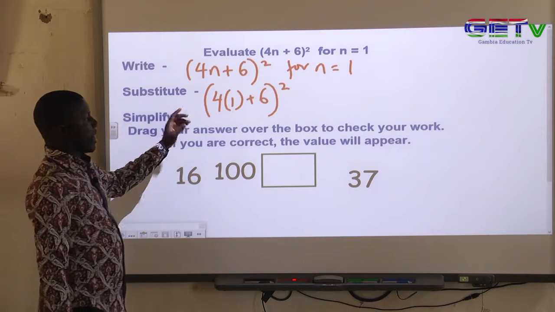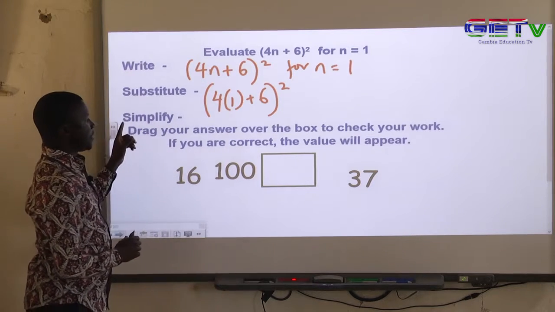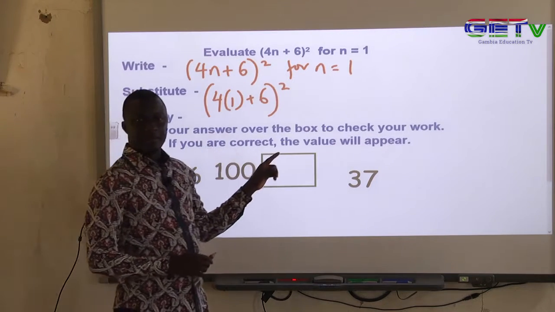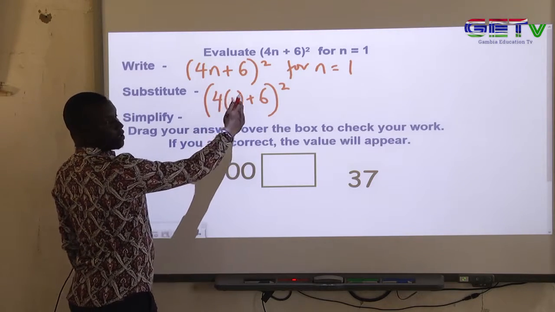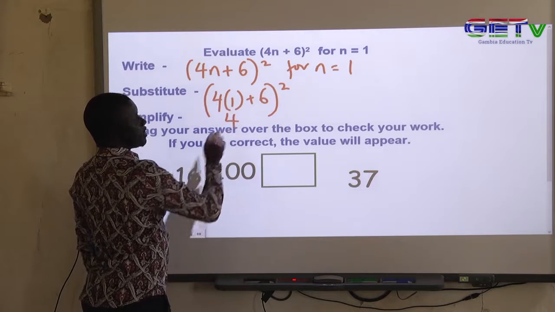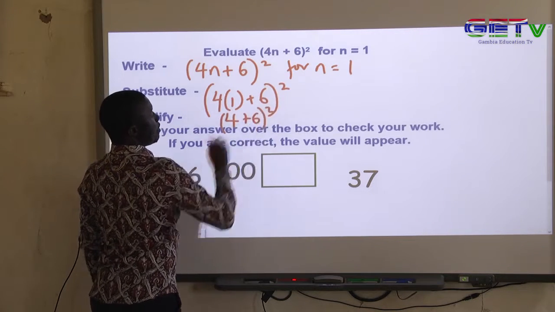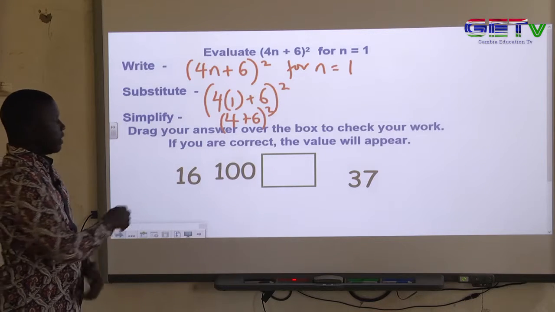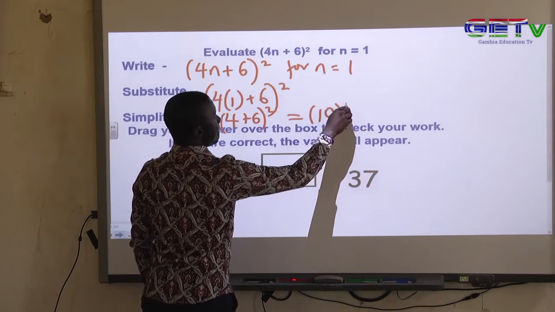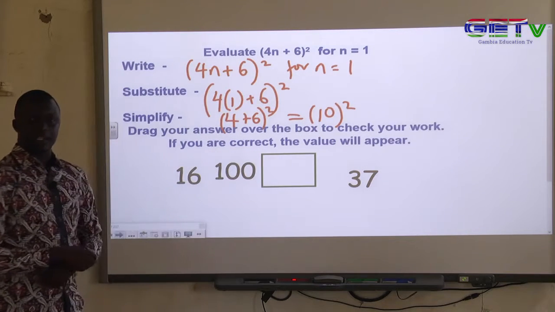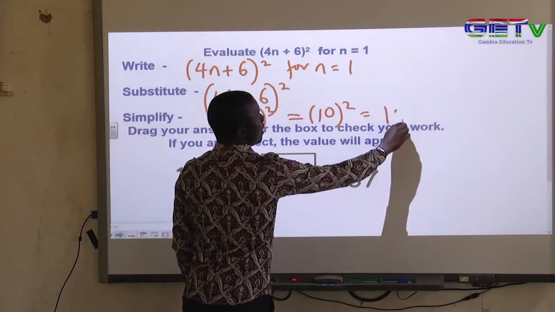The second step is done by substituting the value of the variable given. And the third step says we simplify. So in simplifying here, 4 times 1, which is obviously 4, plus 6, all squared. And this will lead us to 10 squared. 4 plus 6 is 10. And then the square of 10 equals 100.